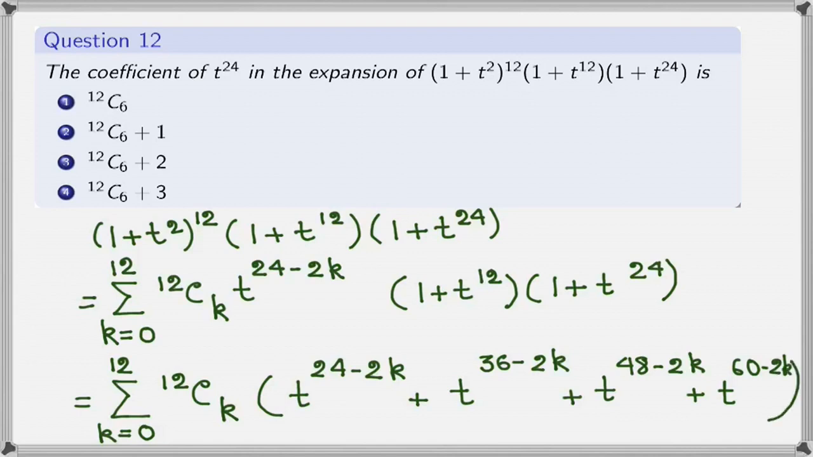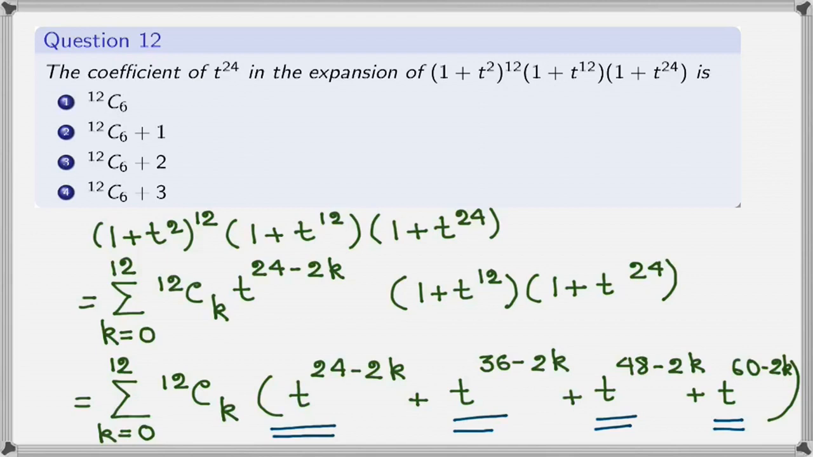We have to find out the coefficient of t to the power 24 in this expansion. Now note that in this expansion, from this part we will get the coefficient of t to the power 24 for k equal to 0, from this part we will get it for k equal to 6, and from this part for k equal to 12, and from this part we will not get any coefficient of t to the power 24.